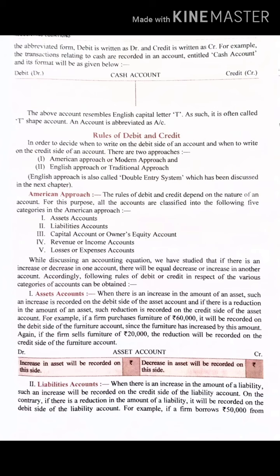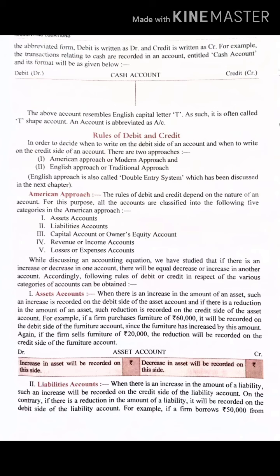Now what are the rules? There are two approaches for this. One is the American, or you can say modern approach. The second is the English or traditional approach. The English approach is also called the double entry system. That we will discuss in the next chapter. First let's check the American approach, or you can say the modern approach.